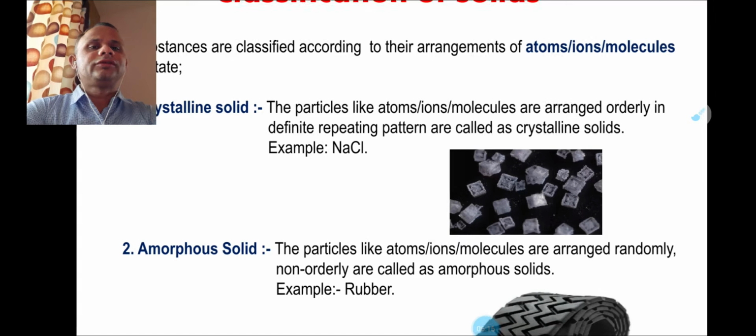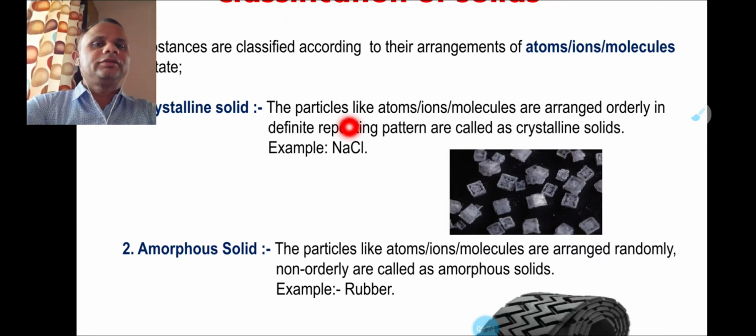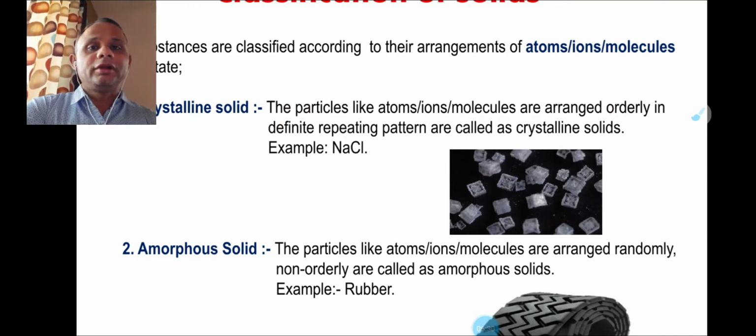In the case of crystalline solids, we already know that matter is simply an association of particles. So what is a crystalline solid? The particles like atoms, ions, molecules are arranged in an orderly, definite repeating pattern. Whatever solid you obtain is called a crystalline solid. For example, sodium chloride is a crystalline solid.